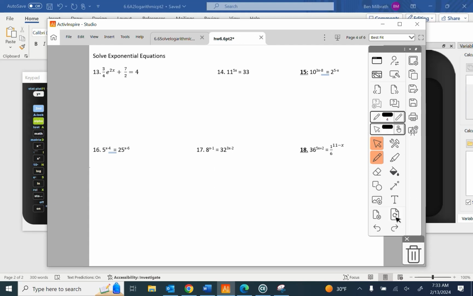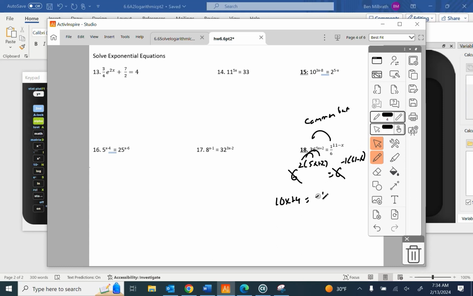18 does have a common base. I noticed that. We have a common base, 6. 36 is 6 squared. You got the exponential space 5x plus 2. 1/6 is 6 to the negative first. The exponential space is 11 minus x. Drop the bases. 2 times 5x plus 2 must be 10x plus 4.